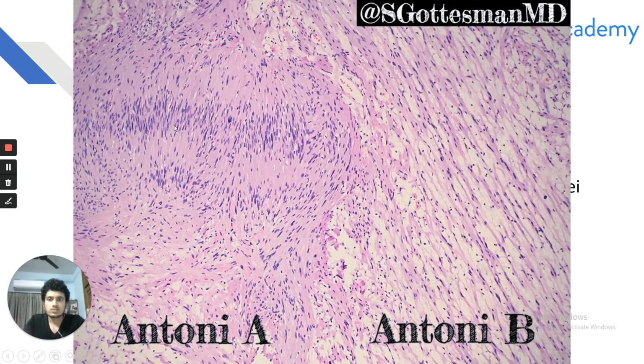So classically, you can see many cells in the eosinophilic area, blue cells. These are the nuclei of the cell. So it is Antoni A areas, and here this is Antoni B where the cells are scanty. And classically you can see the verrucous bodies in the Antoni A areas.